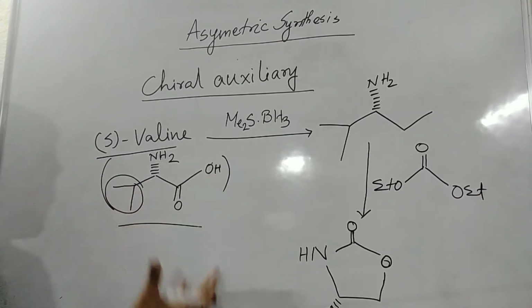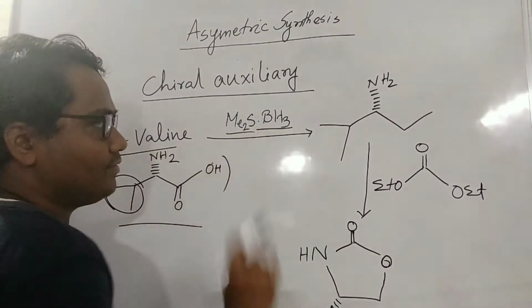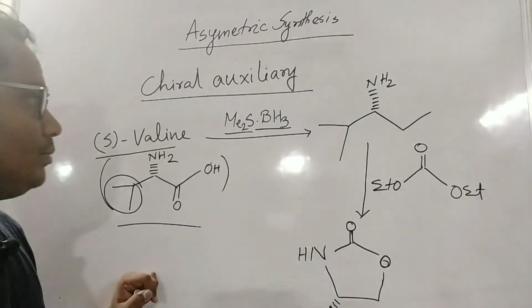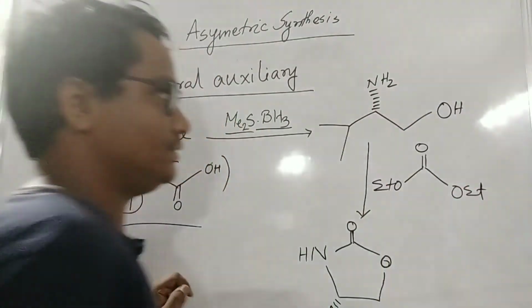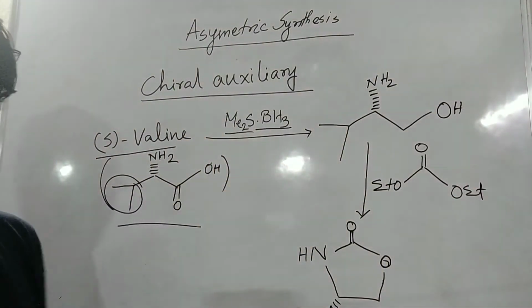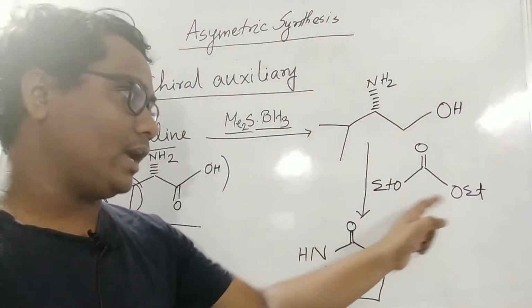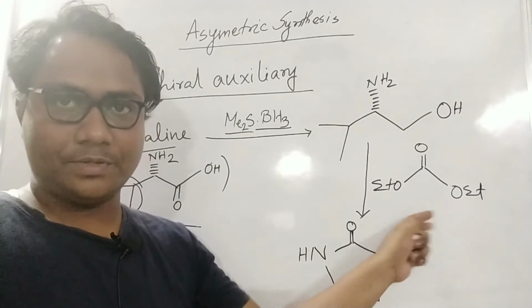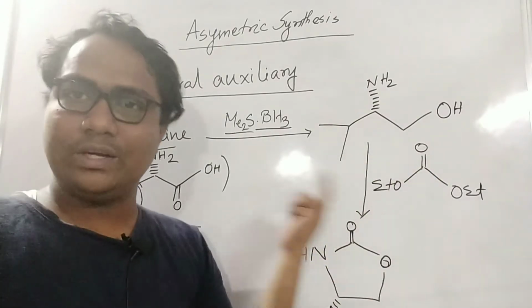The amino acid structure you already know, and they use BH3 and dimethyl sulfide as a reducing agent. And what will be the product? The product is OH. Simply the keto will be reduced, so an alcohol is formed. Then they use this type of substance, OEt, OEt and Cu. This is an ester type, also called an acetyl type.